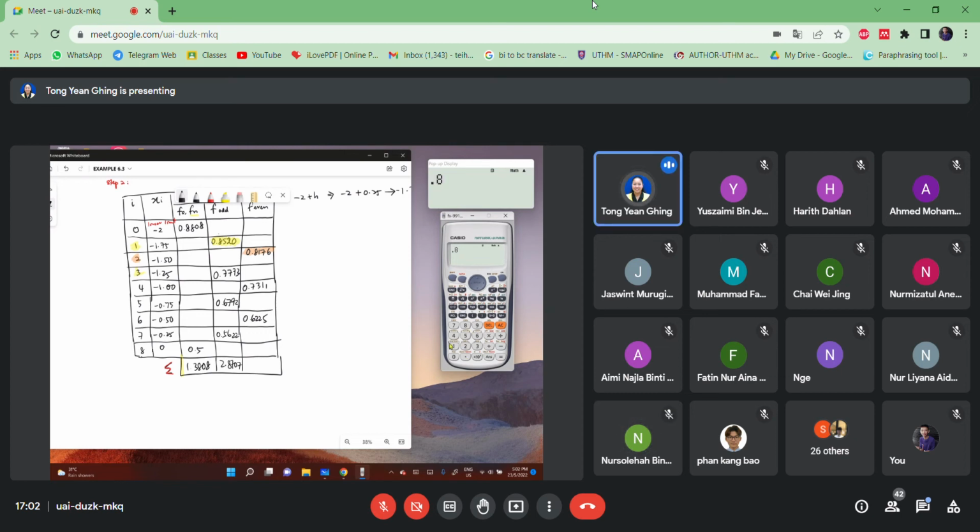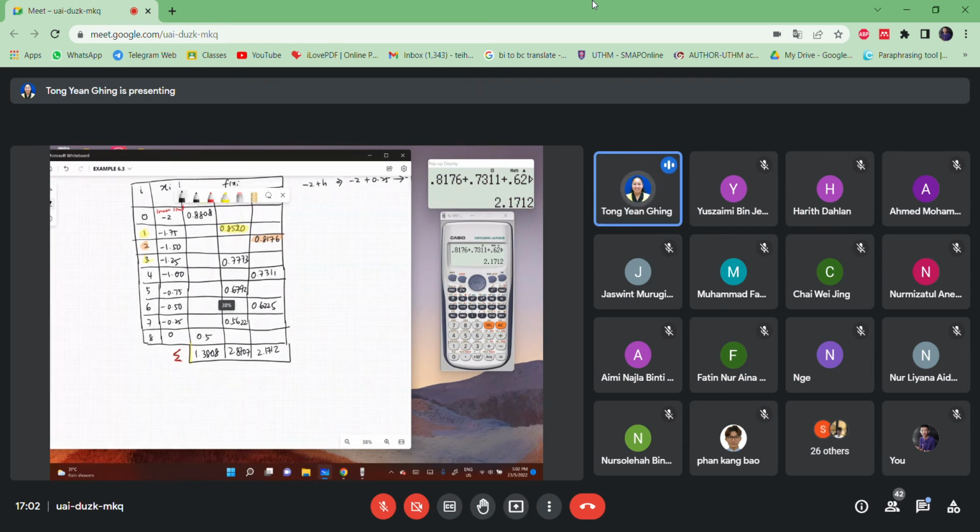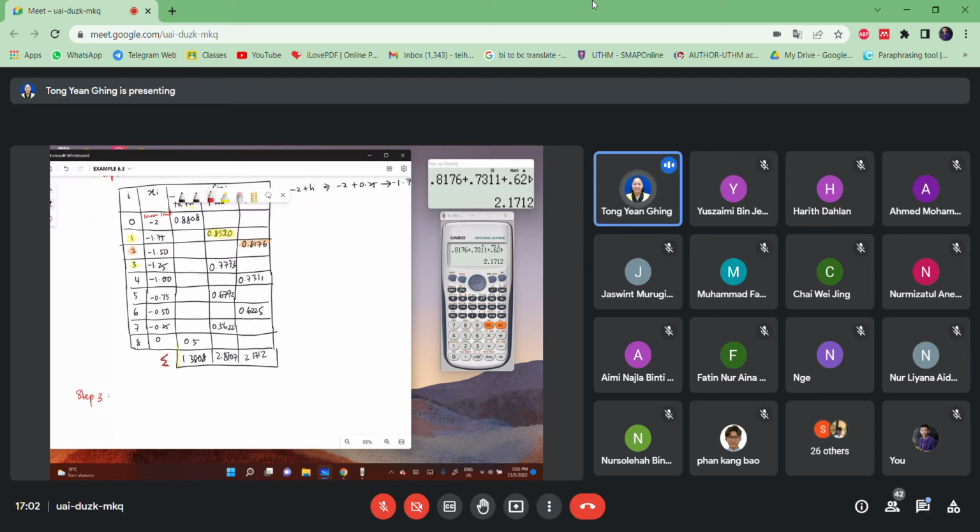And now we do this one. 76 plus with 0.7. 311 plus with 0.6225. 2.11712. Okay. So we have this. And then we use the formula, the step number 3. Step number 3 daripada formula just now, remember this one.